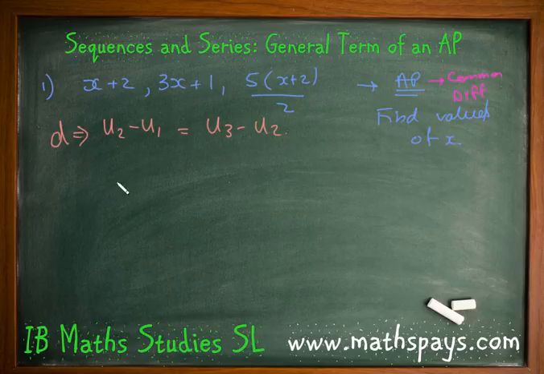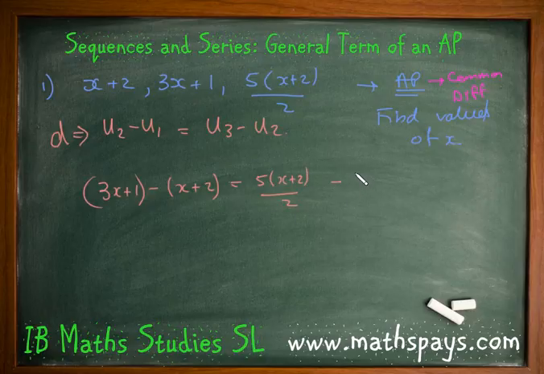So I'm going to start with this one. 3x plus 1 take away x plus 2. I'm going to put them all in brackets actually. And that's going to be equal to U3, which is 5 outside of x plus 2 on 2, take away 3x plus 1. Okay, I form my equation. Now, of course, those brackets are important because we're taking away the whole thing. It's just like if I had 3, 5, and 7: you're doing 5 take away 3 is equal to 7 take away 5. It's just an equation, albeit challenging.